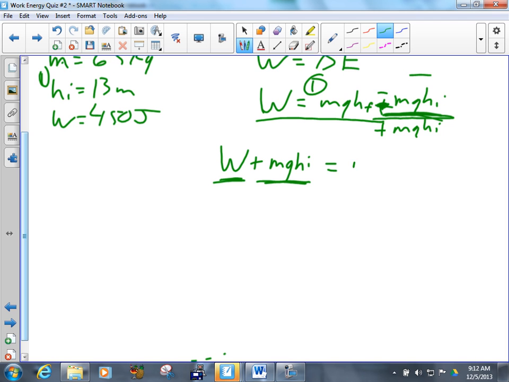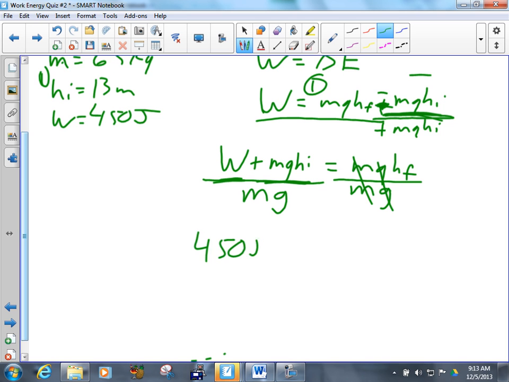So that's M times G times HF. I need HF by itself, so now I can divide both sides by M times G, and it comes over here. That leaves HF by itself. Now I just plug in my numbers and solve. So that's 450 joules minus M, which was 65, times 9.81 times the initial height, which was 13 meters.